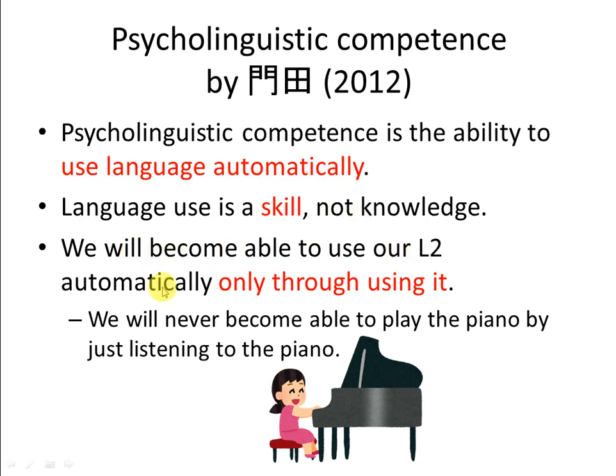And we'll become able to use our second language automatically only through practicing using it. If you think about playing the piano, we'll never be able to play the piano by just listening to the piano. So if you see someone playing the piano, and if you listen to that piano play, even if you do that, you'll never be able to play the piano yourself. You have to practice playing the piano. You have to play the piano to be able to play the piano. It's the same thing. So if you want to become able to use your second language automatically, you have to practice using it. That's the only way you can become able to use your second language automatically. You have to use it.